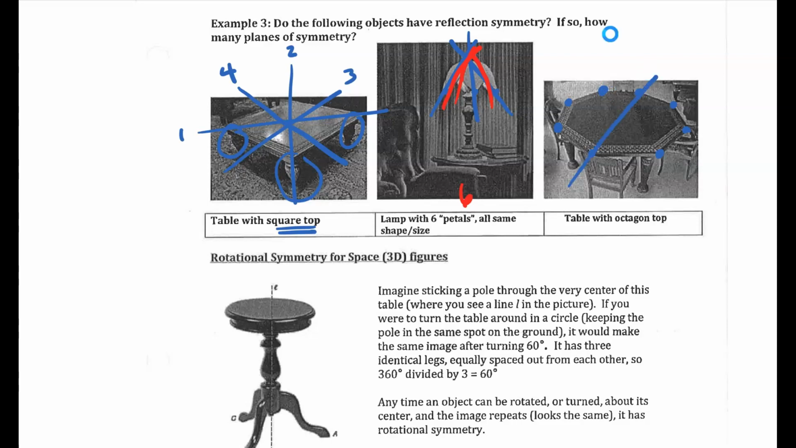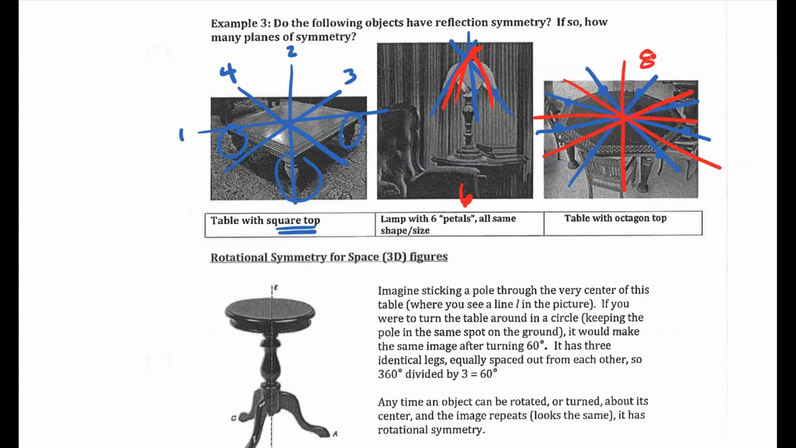So we've got 1, we've got 2, we've got 3, and we've got 4, and then in between each one, so I'll use a different color, so 5, and then 6, and then 7, and then 8. So it looks to me like there's 8 there.